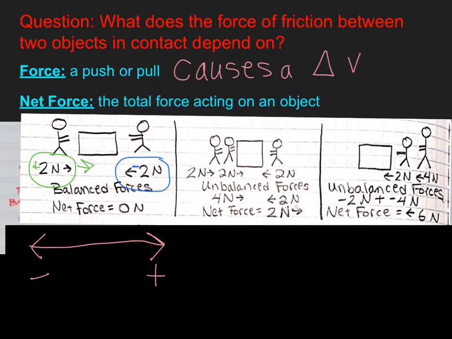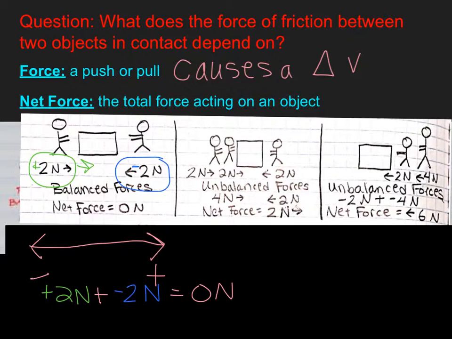So then they would cancel out, so you would wind up with plus 2 newtons plus negative 2 newtons being equal to 0 newtons. So that's the idea behind this whole balanced forces and adding all of the forces up. The total force is just all the forces added together.